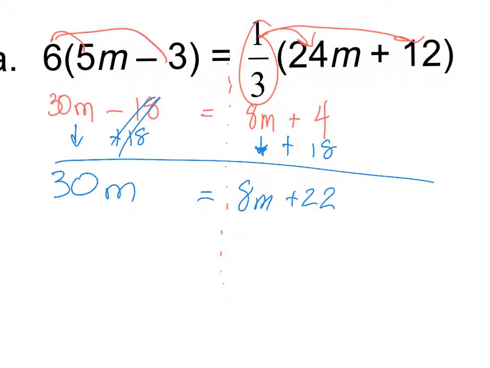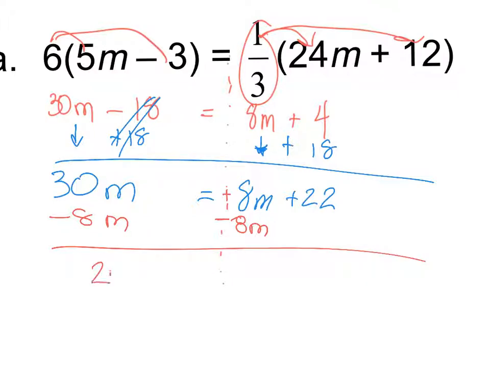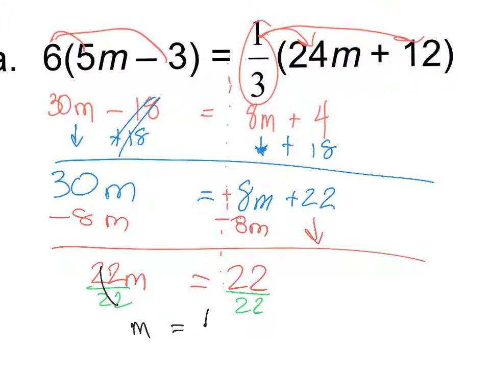Now you want your variables on the left side. That means you're going to bring that 8m that's currently positive, and I'm going to minus 8m so that he could cross the equal sign. 30m minus 8m is 22m. That is equal to 22. Divide by 22. What's anything divided by itself? m equals 1. 22 divided by 22 is 1.